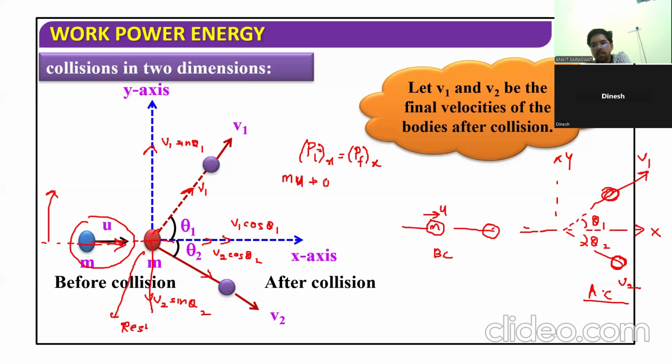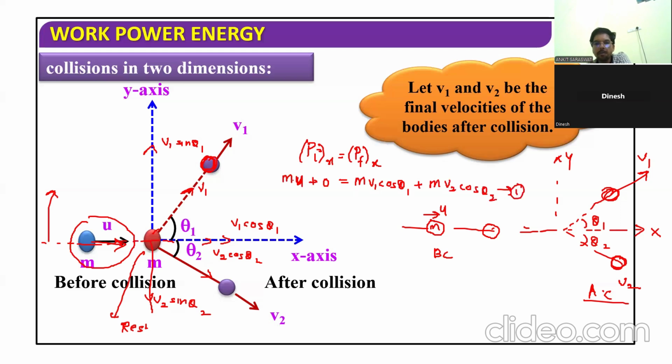The second ball is at rest, so its momentum is 0. Finally, see the x: this ball has a component in x direction, v1 cos theta 1. So m v1 cos theta 1 plus the second ball m v2 cos theta 2 along x axis. Equation 1.